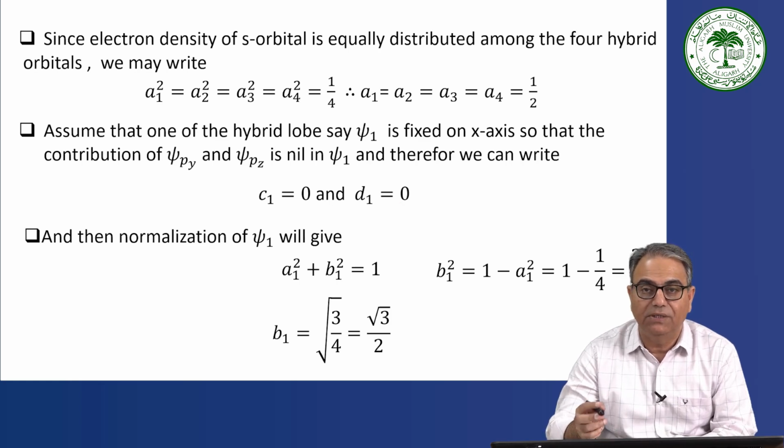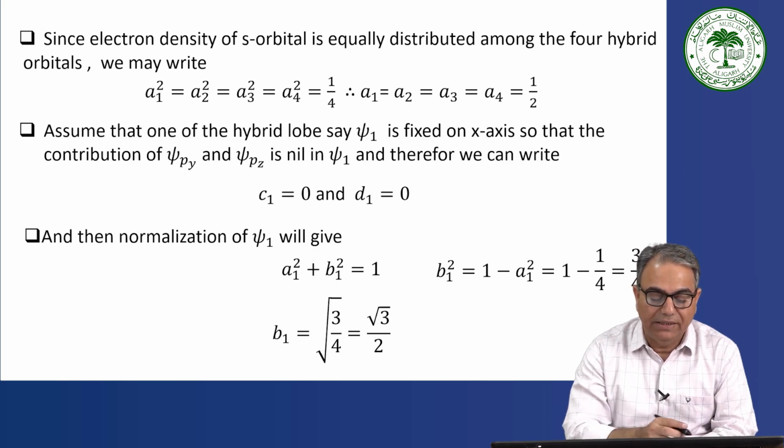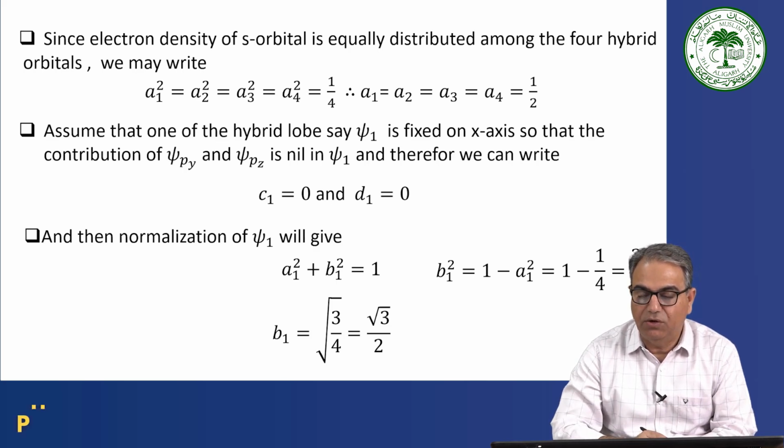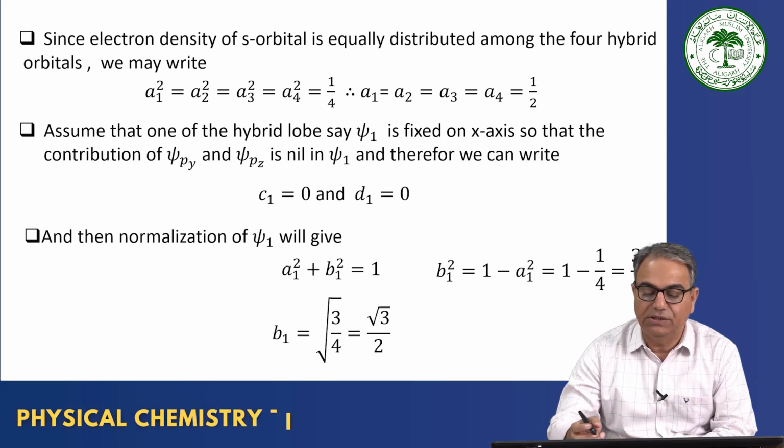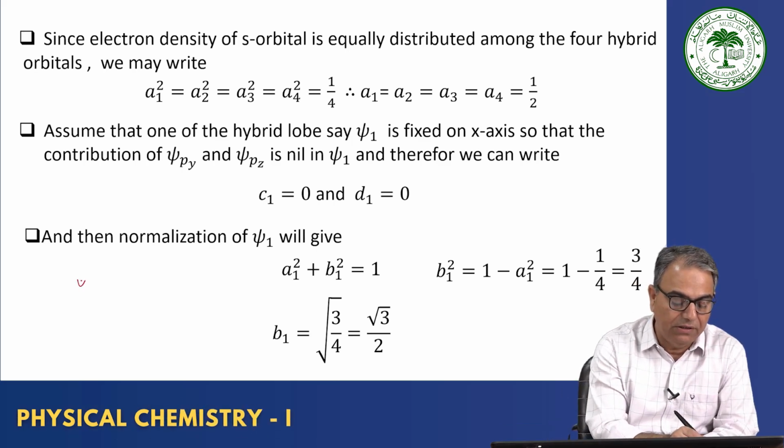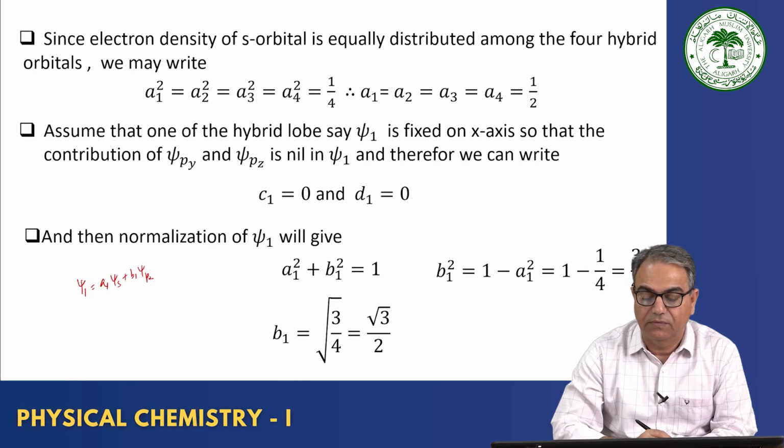See the difference between the two approaches of finding out the wave function for sp3 hybridization. And then normalization of psi 1 will give you how much? The C1 is 0 and D1 is 0, so what do you have? Your psi 1 now reduces to A1 psi s plus B1 psi px, I think. Okay.